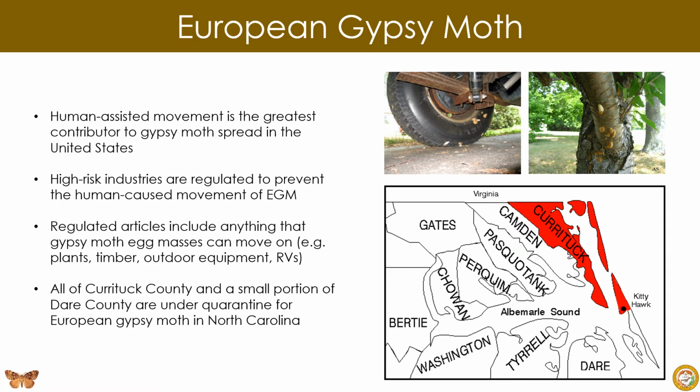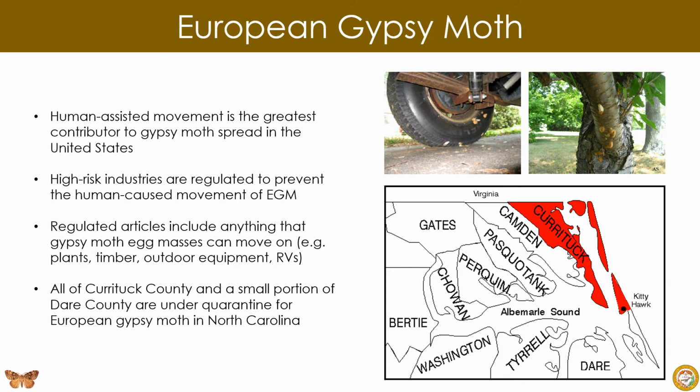Logs and pulpwood, except if moved to a mill operating under a compliance agreement. Firewood, unless moved as an outdoor household article. Mobile homes and associated equipment. Recreational vehicles and associated equipment. Cut Christmas trees or trees without roots and any other articles that may pose a threat to the spread of gypsy moth. In other words, if eggs can be laid on it, then it's considered a regulated article for the purposes of gypsy moth. In North Carolina, all of Currituck and a small portion of Dare County are under quarantine for this pest.